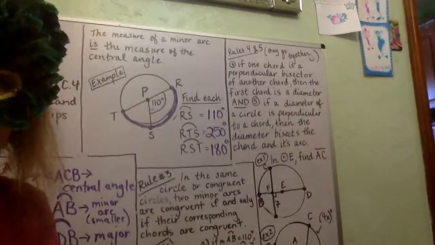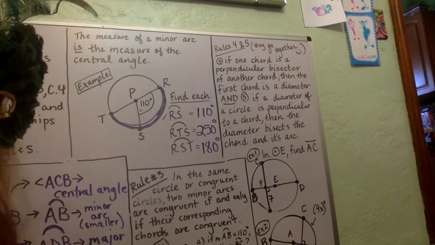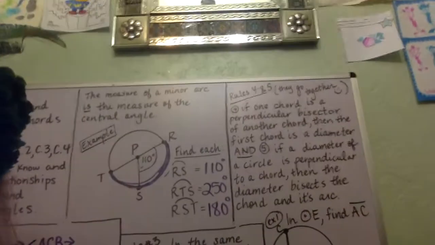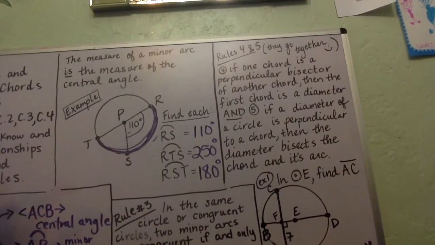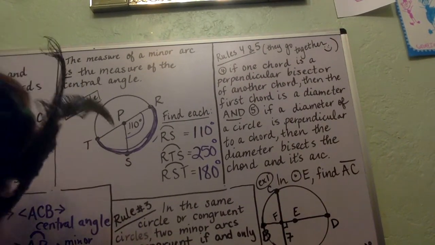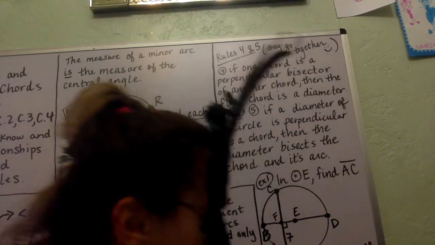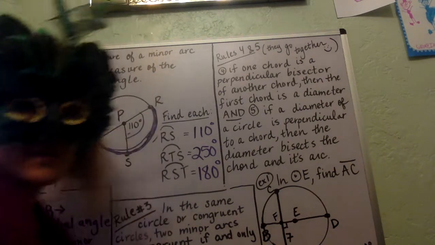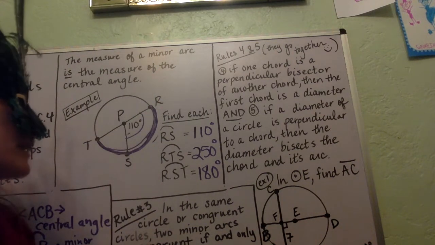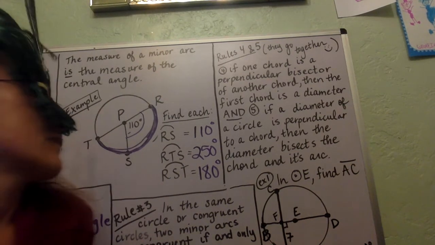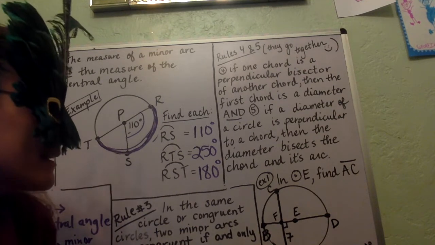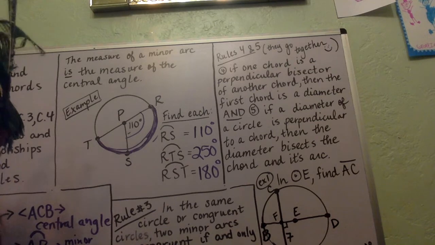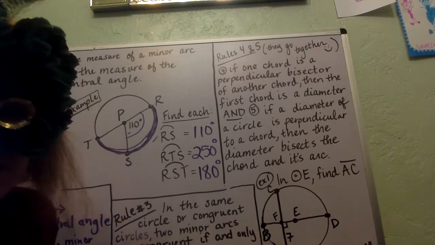Okay, so let's move on over here. Our next rule, let me scoot this over actually. Okay, so this is kind of rules 4 and 5. I'm going to put them together because they kind of go together. If one chord is a perpendicular bisector of another chord, then the first chord is a diameter, and if a diameter of a circle is perpendicular to a chord, then the diameter bisects the chord and its arc.